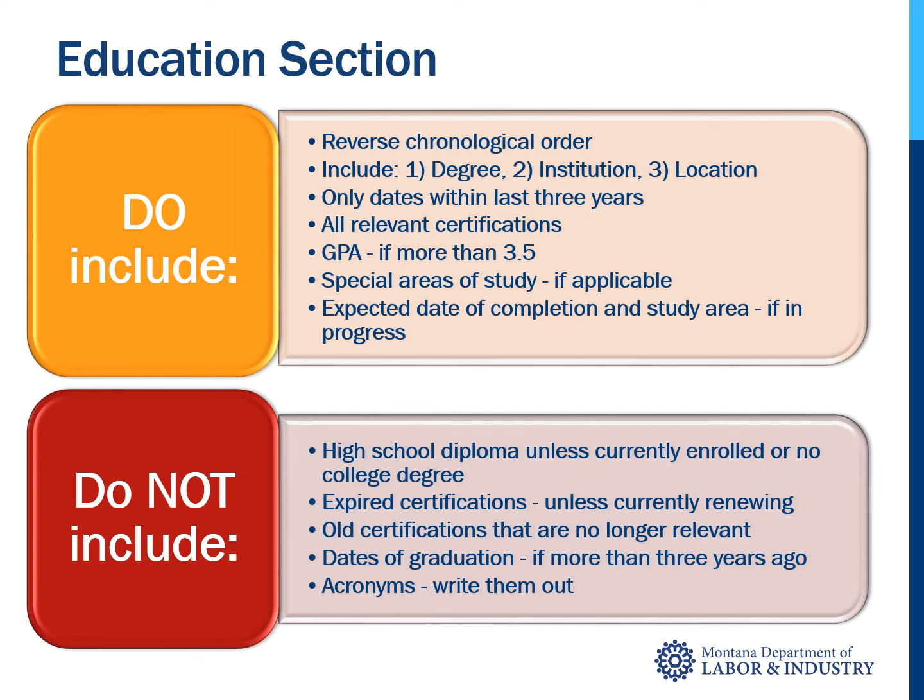It's okay to state your GPA, but only if it's better than a 3.5. If there was a minor or a special accreditation that's applicable to the job, it's acceptable to add that under the education piece in a bullet or a smaller font. If education is in progress currently, list it as stated above, but add expected date of completion instead. And it's also okay to add the area of study if it's applicable to the job that you're applying for.